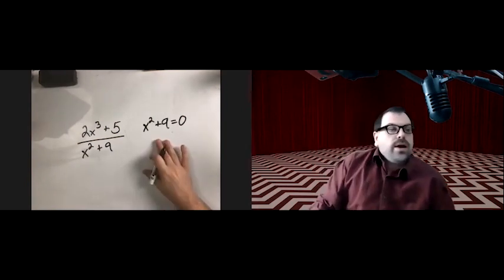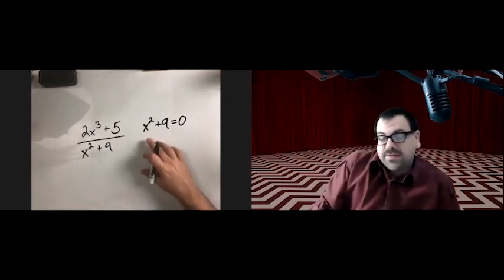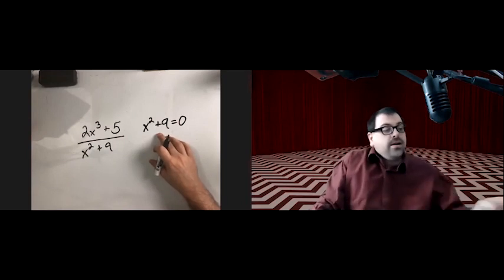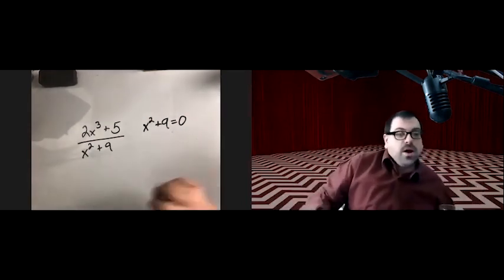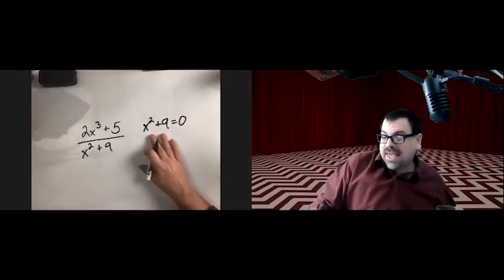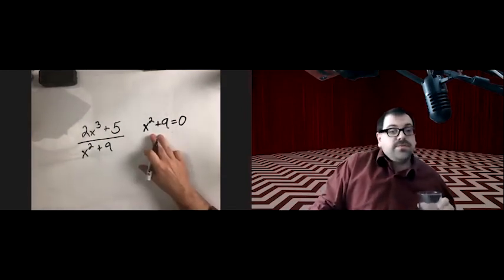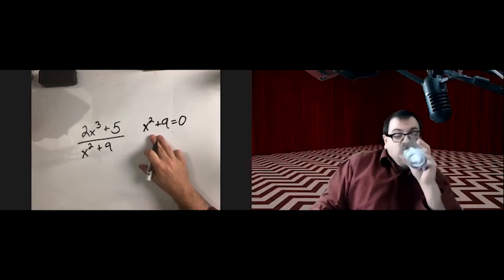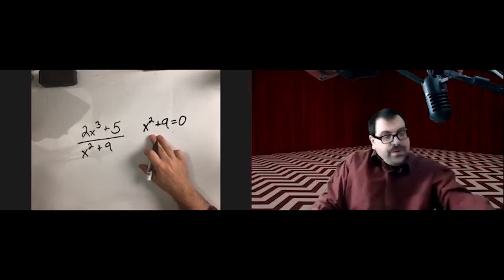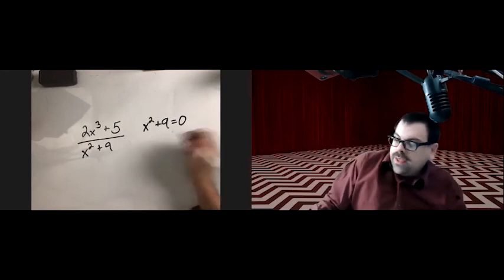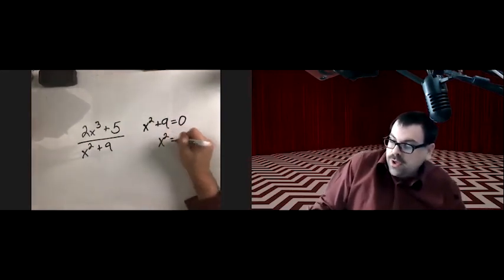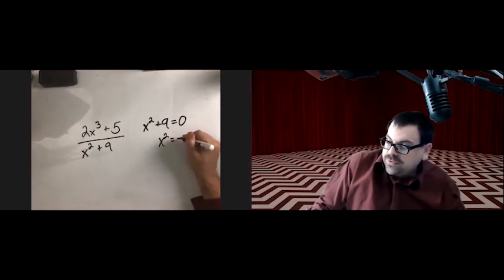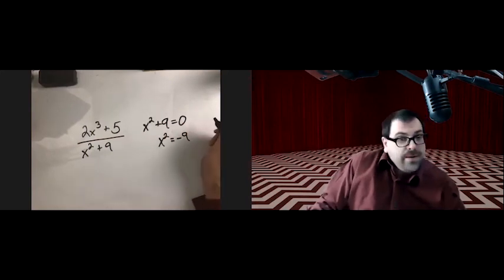There is no way to factor a sum of squares. If this was x squared minus 9, we would do x plus 3 times x minus 3. We would be on our way. But we can't factor a sum of squares. A sum of squares is prime. If we used the square root method, we would get x squared equals negative 9.